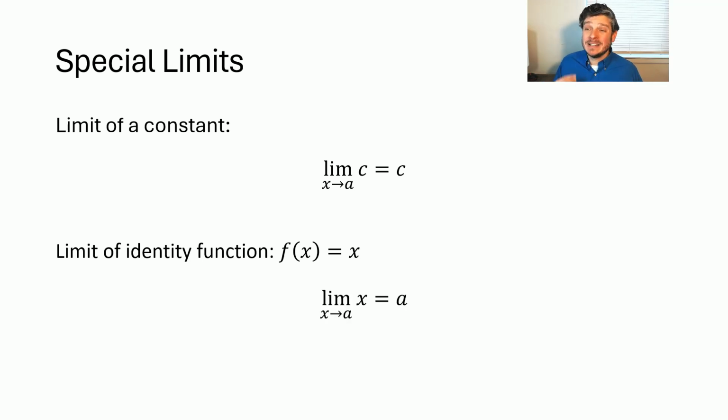And so if I take the limit of my identity function, well, it's just going to be whatever my variable was approaching. So the limit as x approaches a of x is always going to be a, and I can just kind of plug that in.